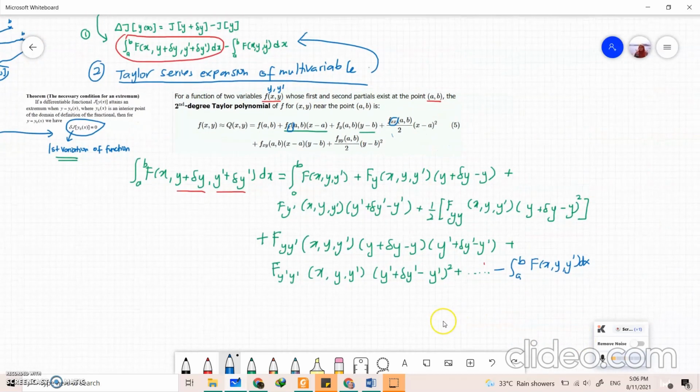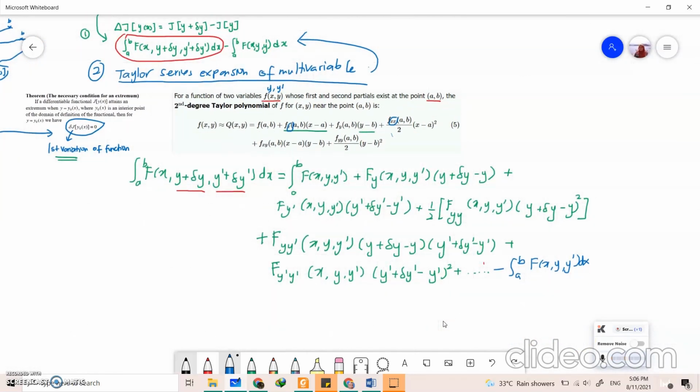So this is the definition of the Taylor series expansion of multi-variable here. We have f(x, y). Now, by using the points a and b, the expansion becomes like this. f(x, y) becomes f(a, b), plus f_x(a, b)(x minus a). Now we change the variables x, y here to y and y prime.